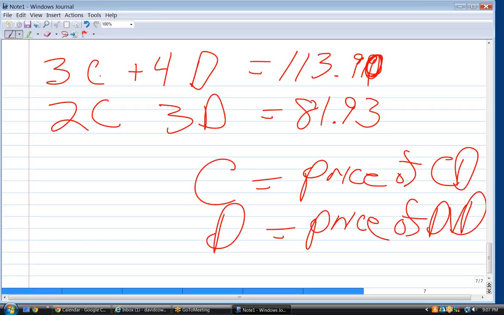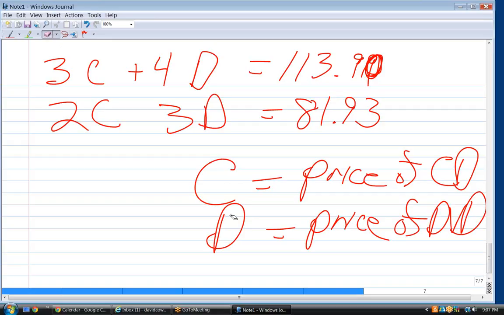And that would give me these two equations. Right? In other words, the number of CDs times the cost of a CD plus the number of DVDs times the cost of a DVD will give you your total cost. And that's what they want to know, right? The price of each?